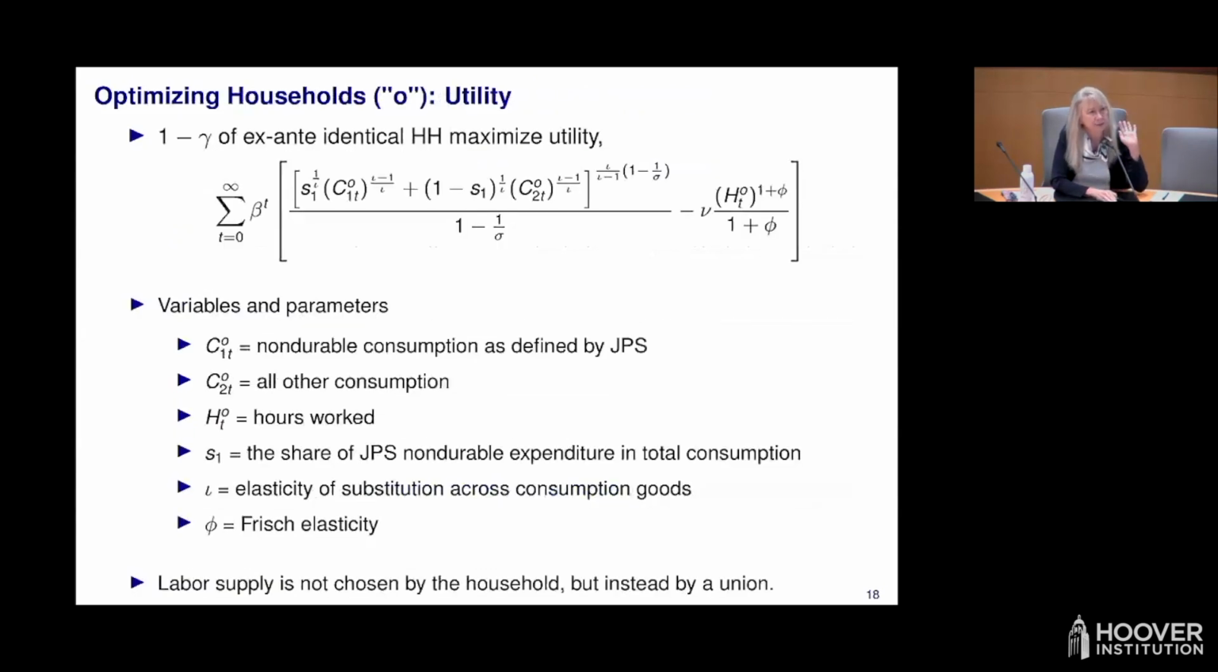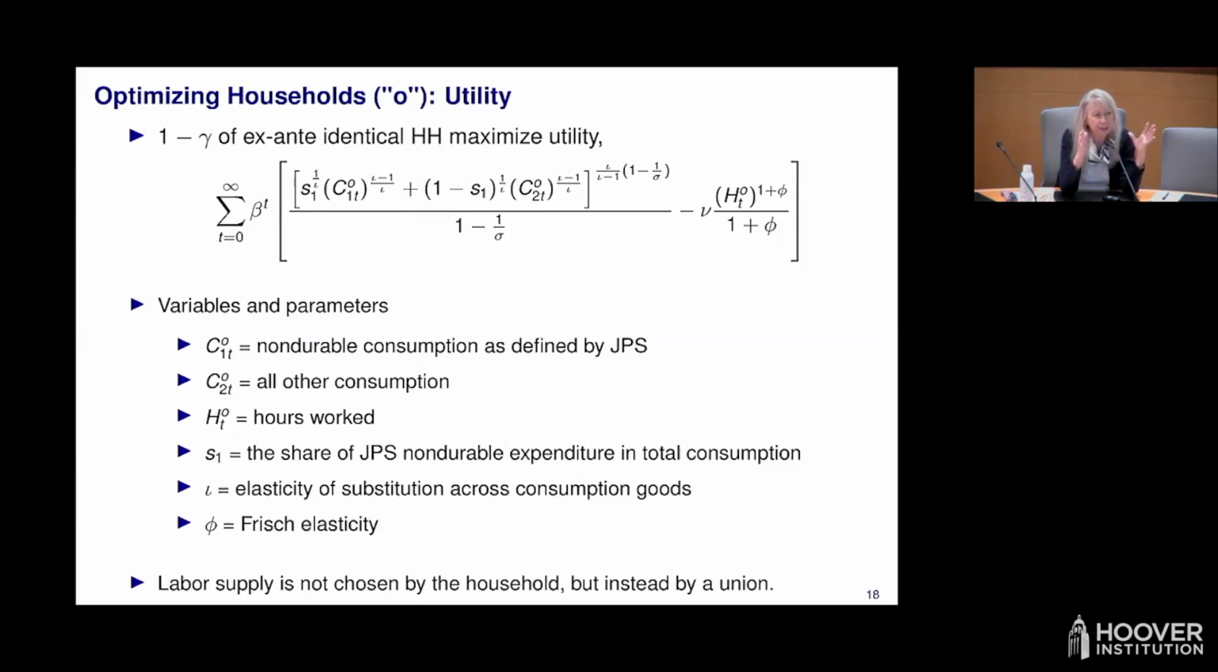Okay, so just a few things. Pretty standard utility function, although I'm sure Ken will have something to argue with. It's two types of consumption. Also hours. So we have non-durable consumption defined by JPS, and then C2 is all other consumption.